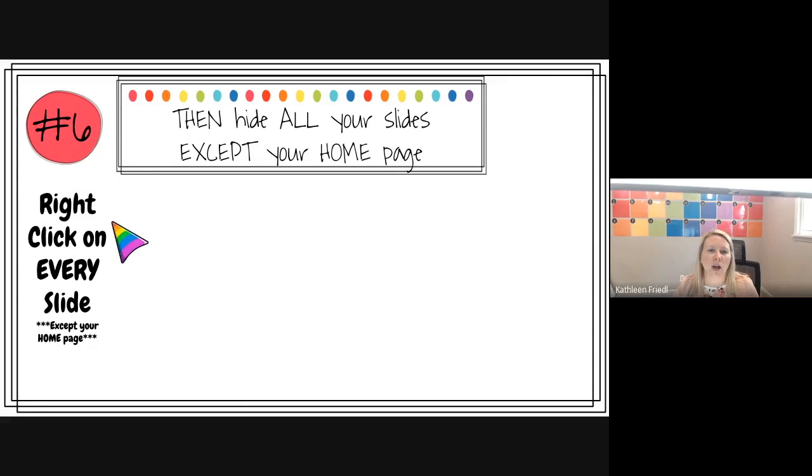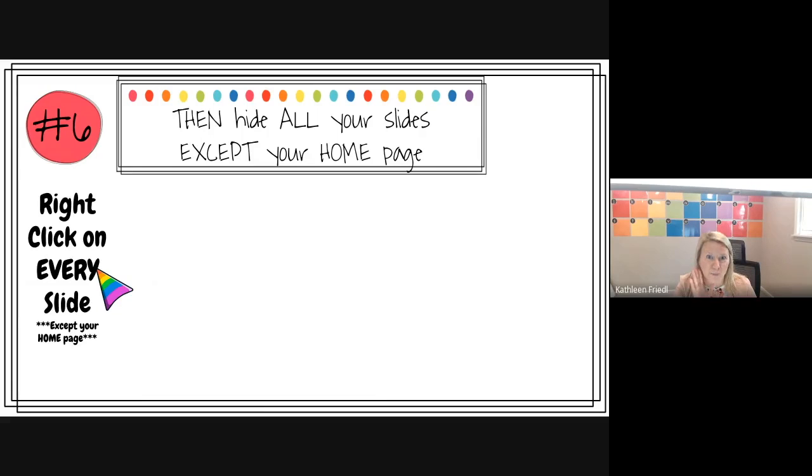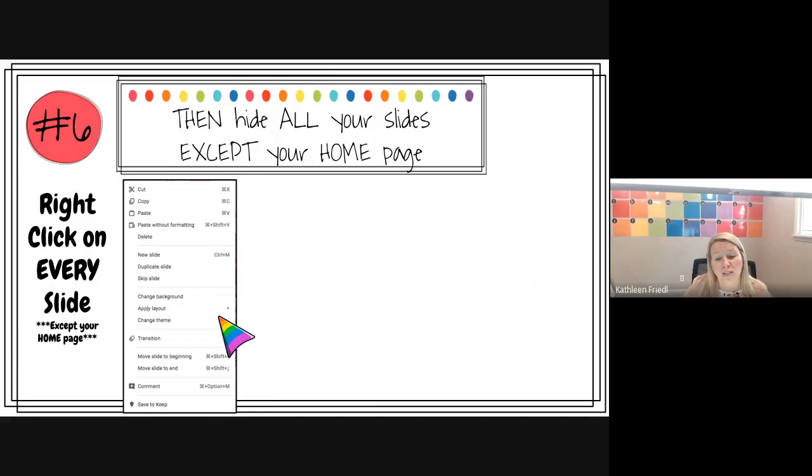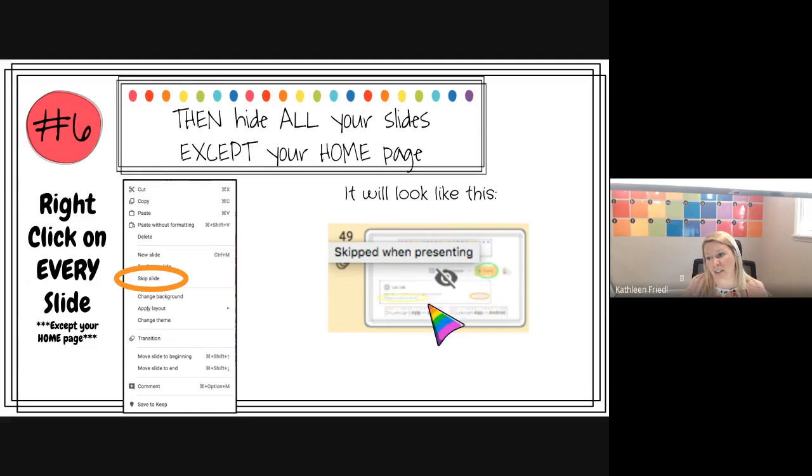So on the left side of your screen, all of your slides are going to be there. You're actually going to right click on every slide, except for your home page. We don't need that to be hidden. We want them to see that one first. Then you're going to right click on every slide except for your home page, and then click skip slide. And then a screen like this will pop up over it with that eye and the cross out.